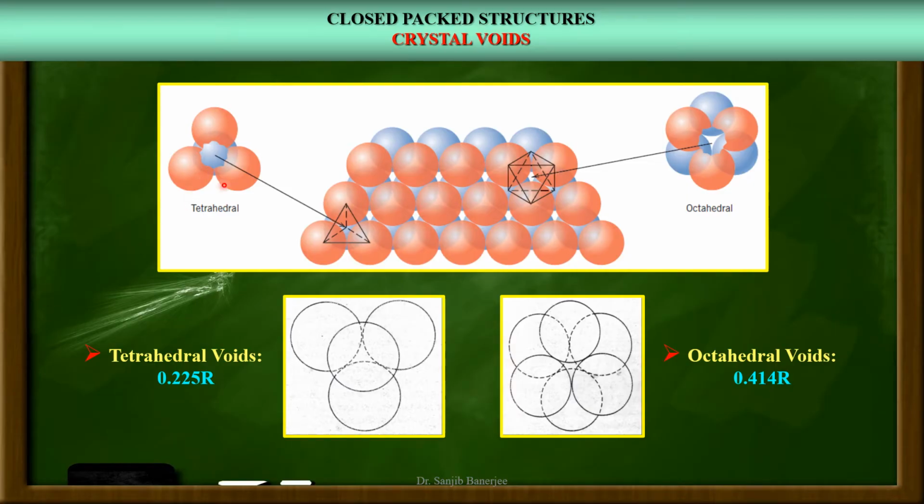Here in this figure we see the example of a tetrahedral void in between the spherical atoms. Now, in case of tetrahedral voids, an atom of maximum radius 0.225 R can be accommodated, where capital R denotes the radius of the atoms.